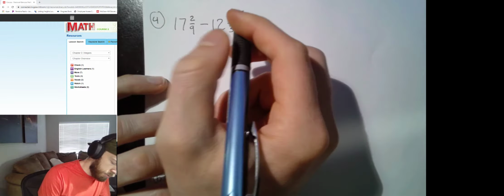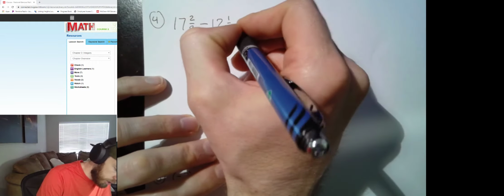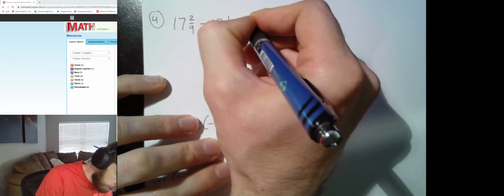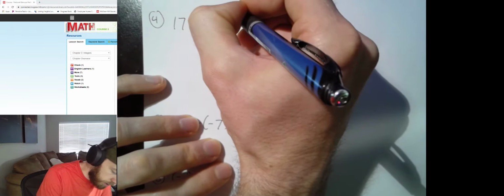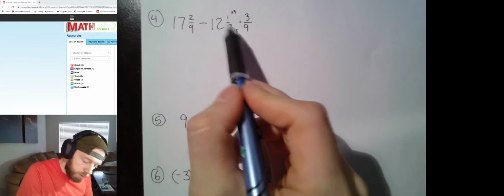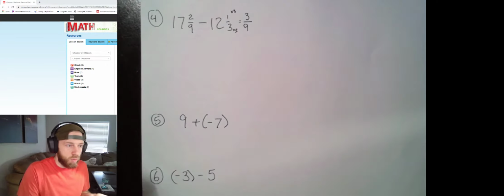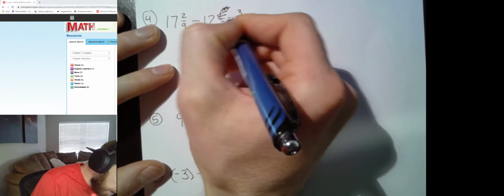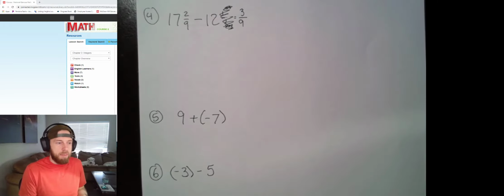Okay, so if we multiply 3 times 3, we get 9. That's 9ths we need. So we multiply 1 times 3 and we get 3/9. So instead of 12 and 1/3, we're going to use 12 and 3/9 because 1/3 and 3/9 are equivalent to each other. We can just use that instead. And it makes it easier on us because now we have a common denominator.